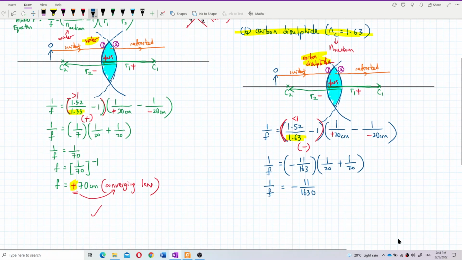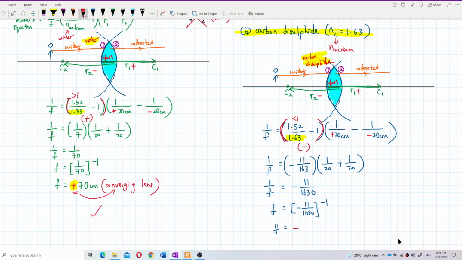So we need to take the reciprocal. Don't forget to take the reciprocal. Remember to take the reciprocal because it's just 1 over f. Be careful. So after you take the reciprocal, what answer do you get? I get negative 148.18 centimeter. Oh, now I got a negative f.